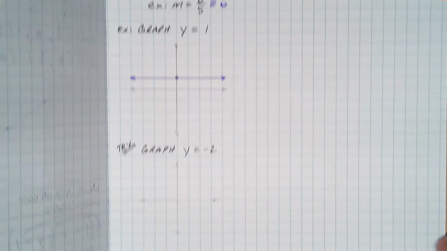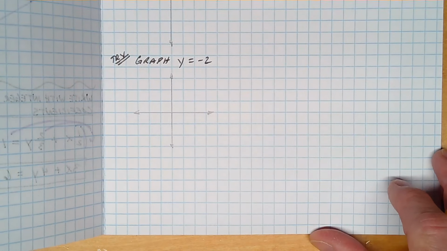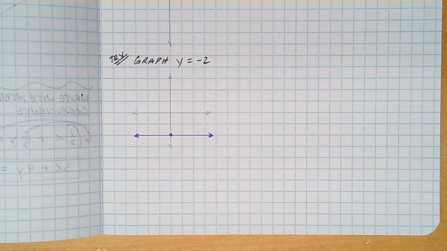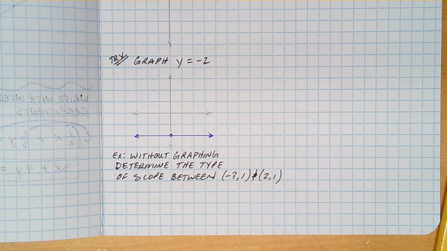Okay, now I'm going to have you try one. You can see I just made a 3 by 3 graph so I can fit all the examples here, but please graph y equals -2. Try it now. All right, does your graph look like this? I hope so.